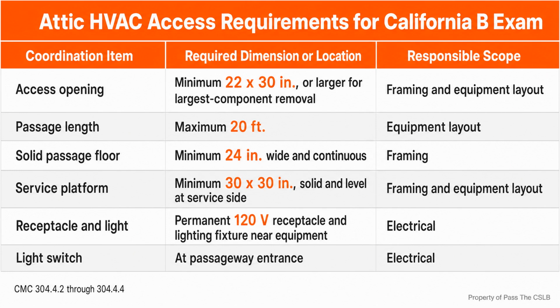Here is the complete memory connection. Drain it to an approved place. Give gravity at least 1/8 of an inch per foot. Use pipe with a minimum diameter of 3/4 of an inch through 20 tons. Leave a cleanout that works without cutting. Separate the condensate from sanitary drainage with an indirect connection. Where overflow can damage the building, add secondary protection. If a secondary drain is used, make it separate, at least 3/4 of an inch, and readily observed. In an attic, preserve the access opening, passage, solid floor, work platform, light, receptacle, and entrance switch.